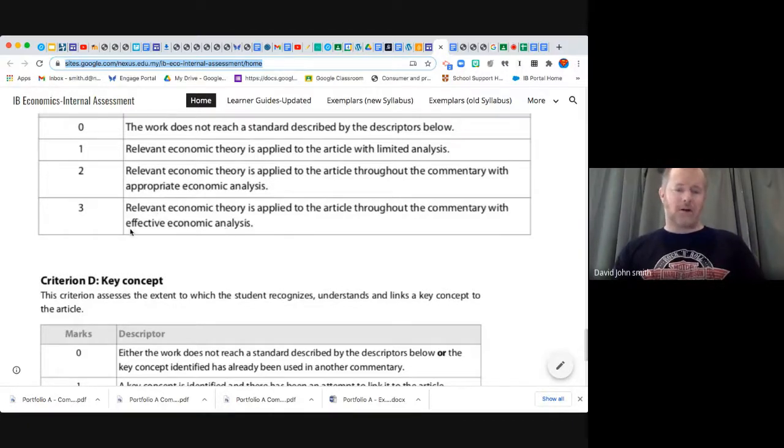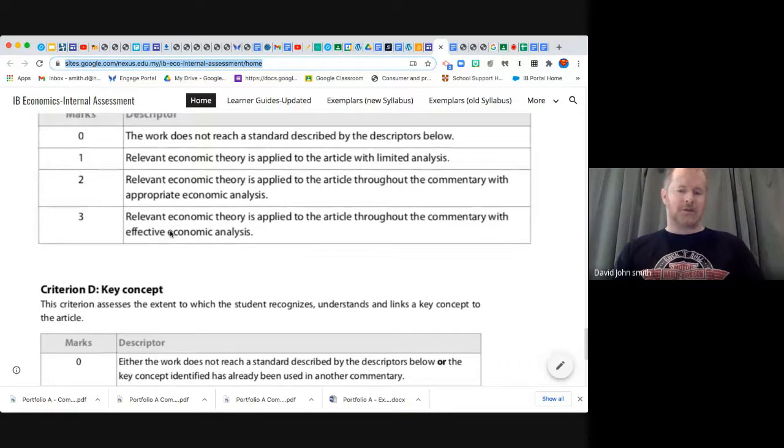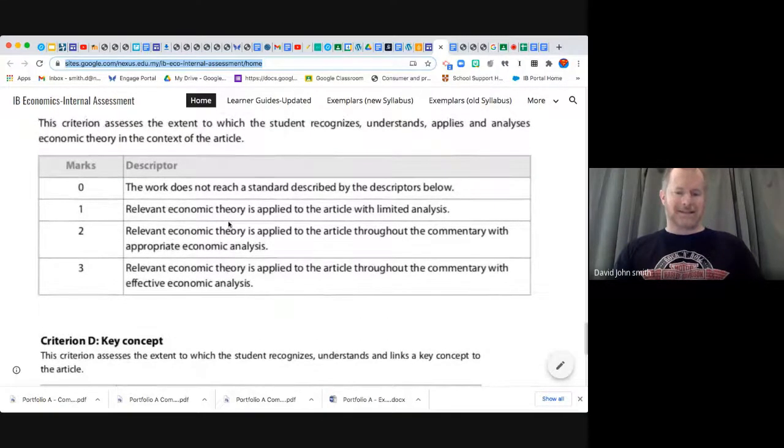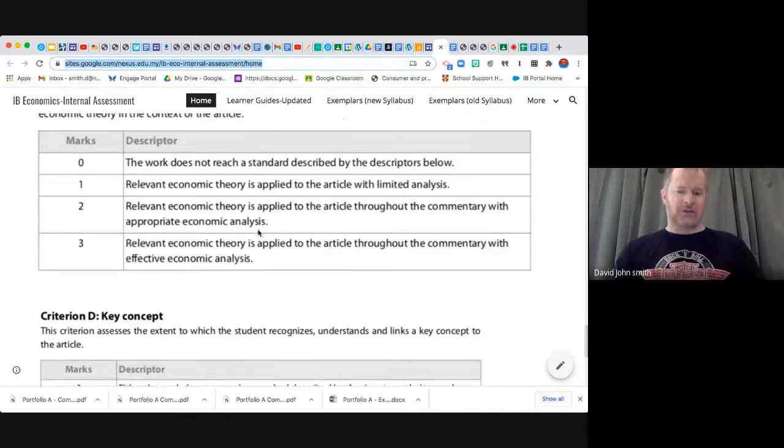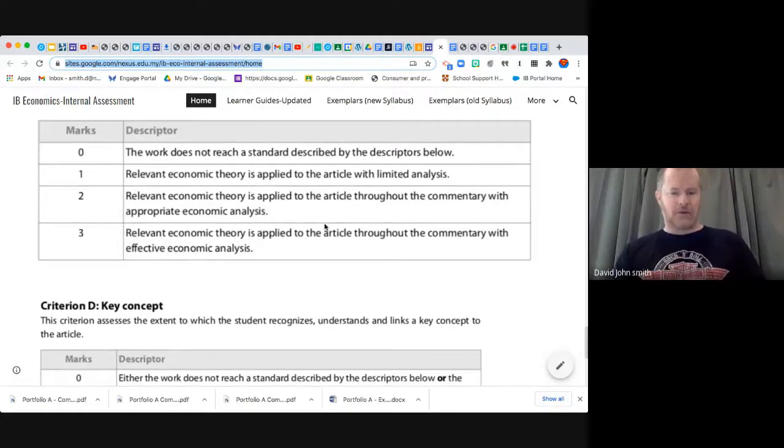And yes, I apologize, that is a bit vague, what effective means as opposed to appropriate. To be perfectly honest, the thing that isn't listed in here, but is in here, is that idea of it being in the context of the article. So you're going to need to specifically refer to the article as you do this.